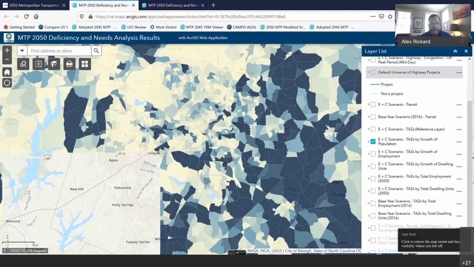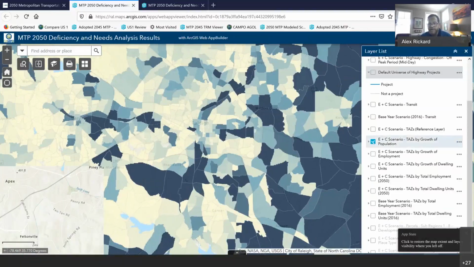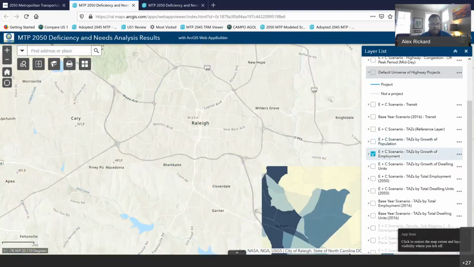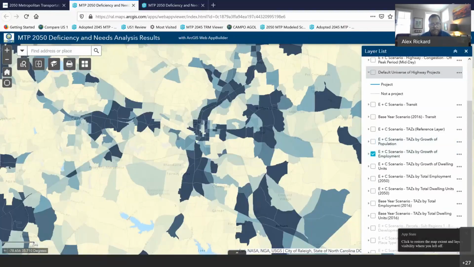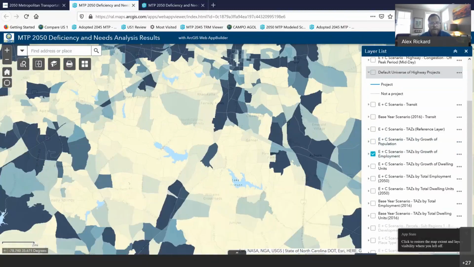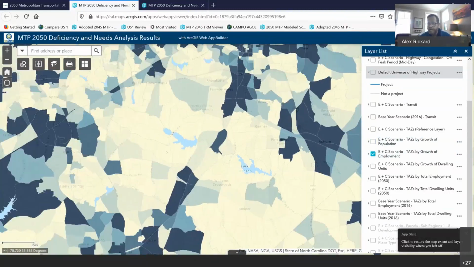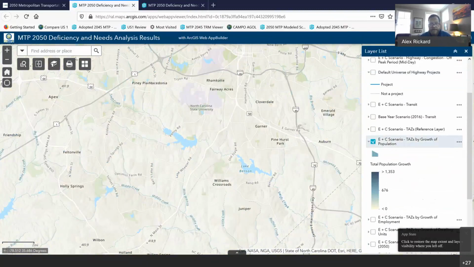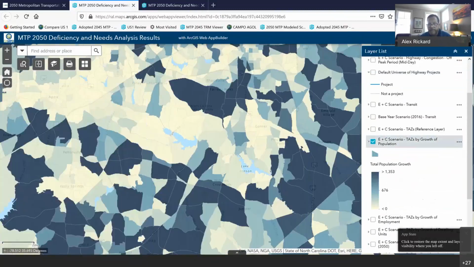So if you're not seeing the growth that you expect, we need to explore that. In addition to population, you can see the employment growth. I'll take you down to my neighborhood, heading towards Fuquay-Varina and this Swift Creek watershed. Not a lot of employment growth in that area, as expected, but you can see there is a good bit of population growth out there.